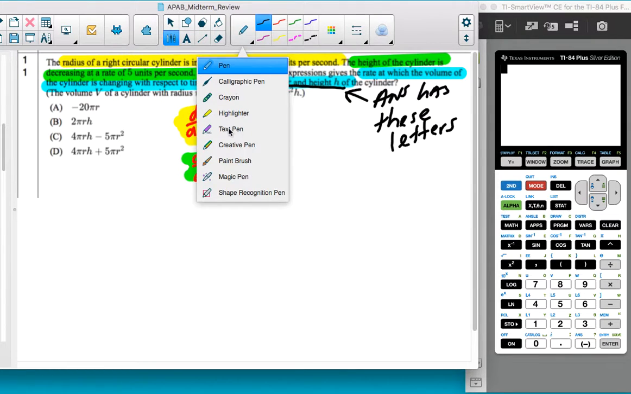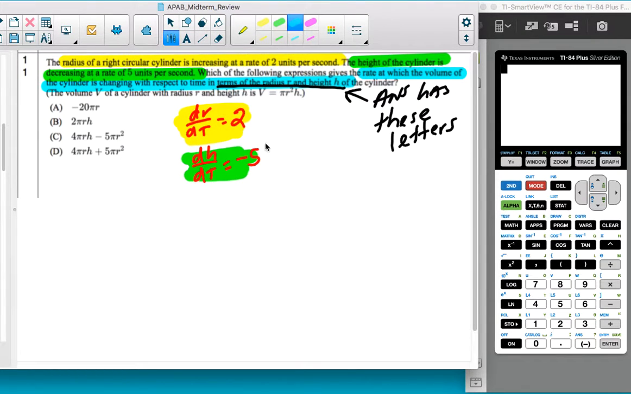So if we look at what they want in this situation, right? This is the stuff that we know. They seem to want the rate of change of the volume. Well, that would be dV/dt, right? That's what they want, and my answer should have r's and h's, which fits because if you look at all the answers, they do.